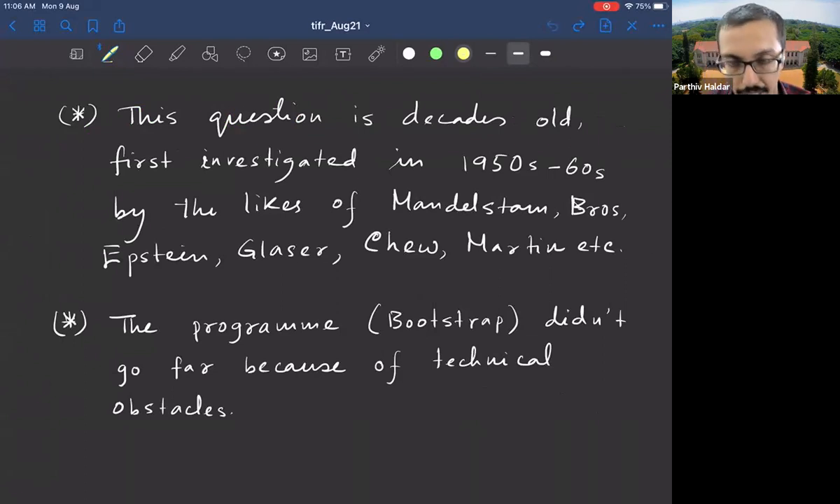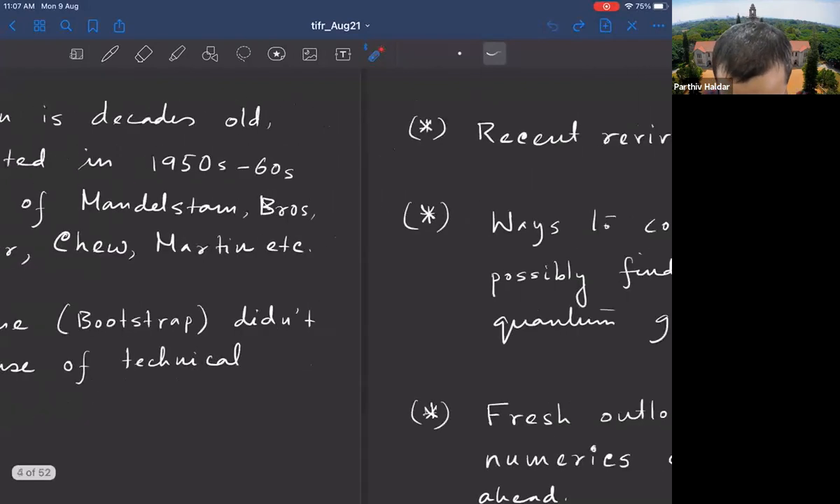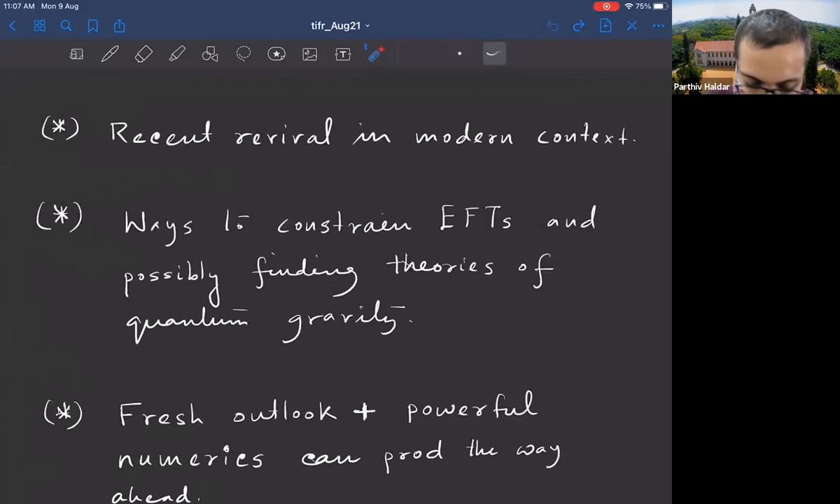Partly to explain strong interaction, because at that time there was no viable quantum field theory description. It was taken up by people like Mandelstam, Bros, Epstein, Glaser, Chew, Martin, and it was Chew who championed this method called bootstrap or S-matrix bootstrap. Now that program didn't go far because of some obvious technical obstacles. But recently, the program has seen a revival in the modern context.